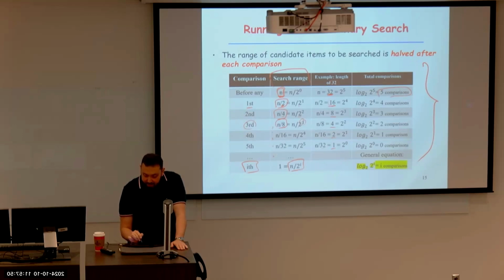Let's say I started with 16. It's going to take me 4 comparisons. And you can continue like that. So what I can conclude here: 32 is 2 to the power of 5, 16 is 2 to the power of 4, 8 is 2 to the power of 3. So I can say it will take me log of 2 to the power of I to have I comparisons. Okay, so I concluded another rule here.